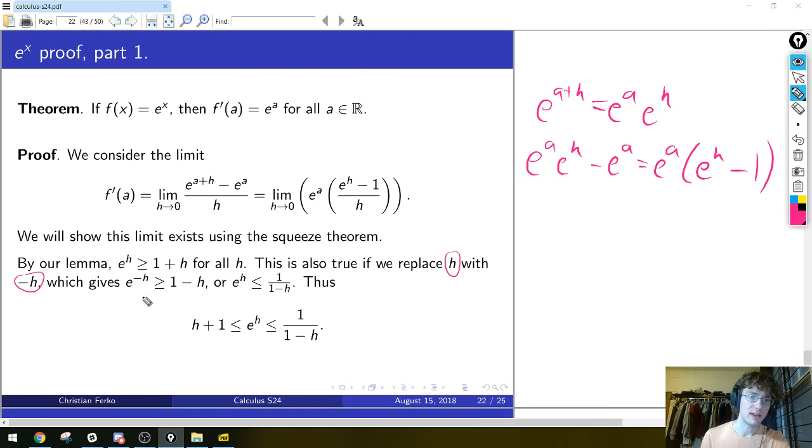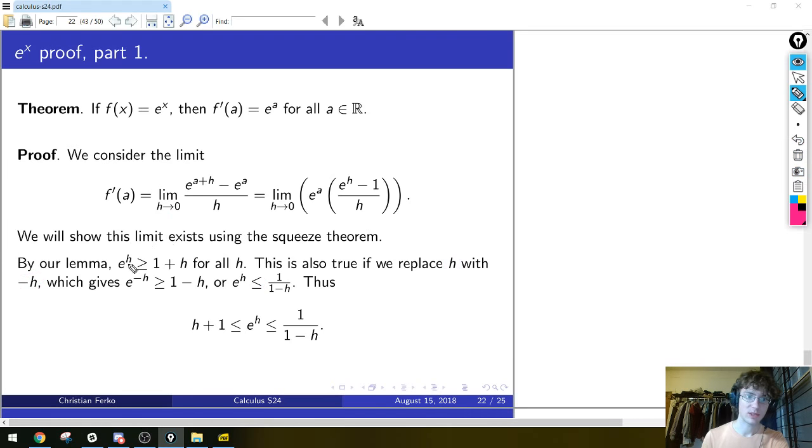And then e to the minus h is the same as 1 over e to the h, so you can simply invert both sides of the inequality, flip top and bottom, numerator and denominator. That reverses the direction, but it gives us a second bound. E to the h is less than or equal to 1 over 1 minus h.